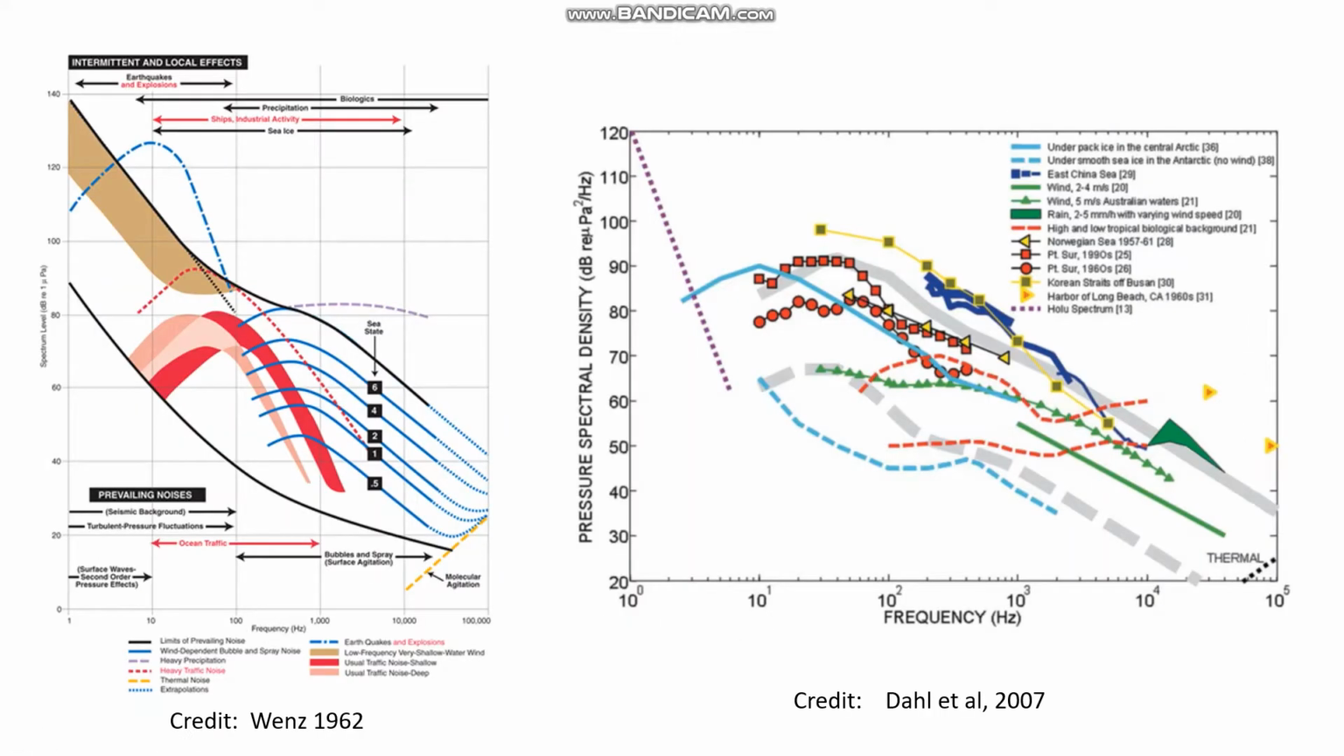Next, we're going to look at the noise levels. The higher the noise level, the more it will obscure your signal of interest, the less the range. Back in 1962, Wentz came up with this chart. It's still very popular, the Wentz chart.